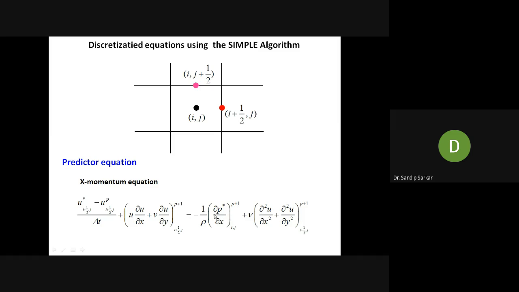But since pressure and velocity are coupled in the SIMPLE algorithm, although while discretizing the momentum equation we put the grid point at i plus half j, pressure will always be at the ij grid point. So del p star del x is always at the ij grid point, plus mu times del 2u by del x2 plus del 2u by del y2 at p plus 1, at i plus half j grid point. Is that clear to everybody? Please let me know if you have any doubt.